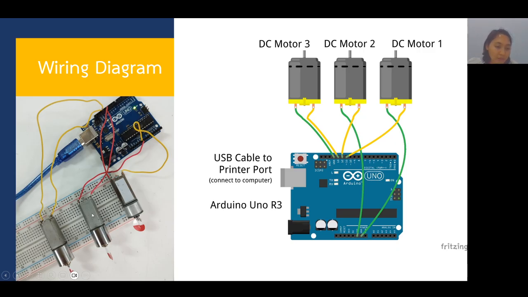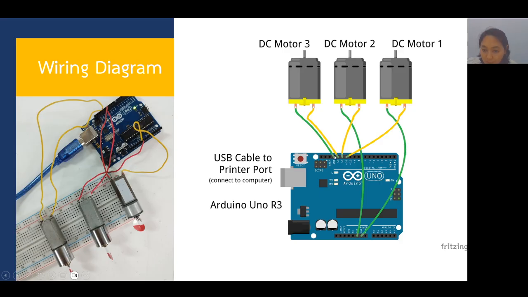In the left picture, this is the real hardware. This is the 3 DC motors, and this is the Arduino Uno, and this is the USB to printer cable, and this is the wiring diagram. This is the simple way. Just connect one pin of every DC motor to the ground.